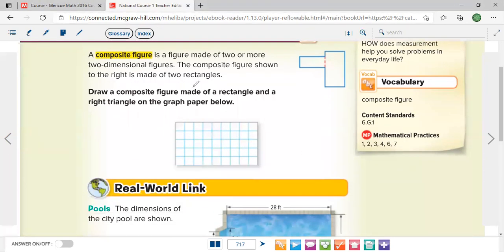Draw a composite figure made of a rectangle and a right triangle on the graph paper below. Let me show you how. This is a composite figure of a rectangle and a right triangle, so that if you take a line this way, it will appear that really we have a rectangle to the left and a right triangle to the right.